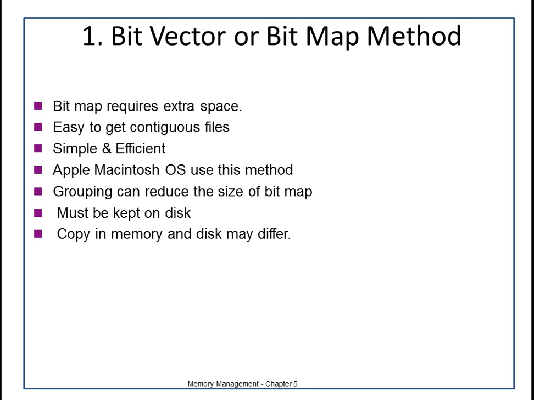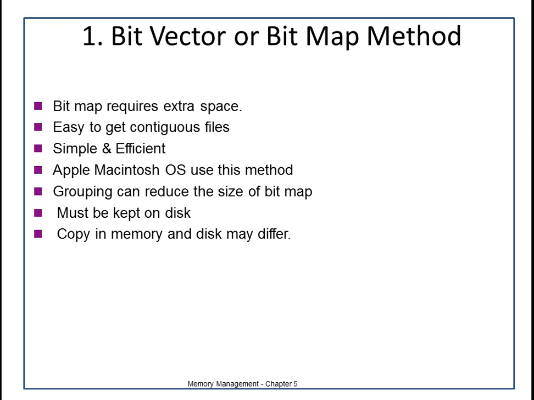So the bitmap requires extra space to store the zeros and ones of the blocks. It is easy to get contiguous files if we are using the bitmap. This is very simple and efficient. The Apple Macintosh OS uses this method, and if we are using grouping of similar types of bits, this will reduce the size of the bitmap. Means if we are having continuous 1s or continuous 0s, we can group them so that the bitmap size will get reduced.